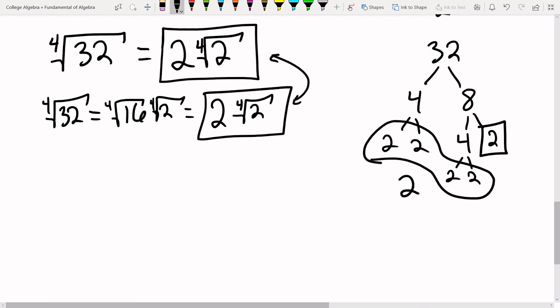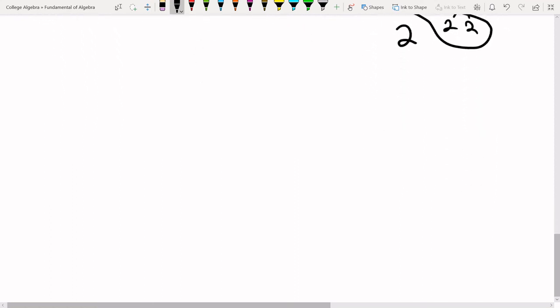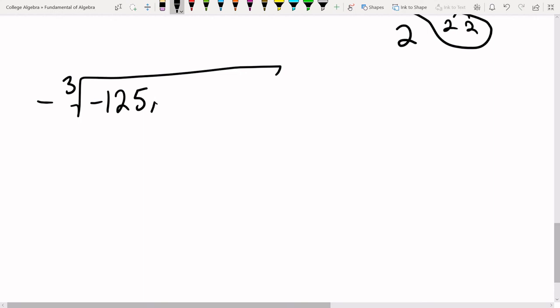I think the prime factorization method works better with higher powers rather than just the square root, because they're harder to work with. They're not as normal to work with. All right, let's look at another one. Let's look at negative, the cube root of negative 125, m to the 9th, b to the 18th, and c to the 24th.